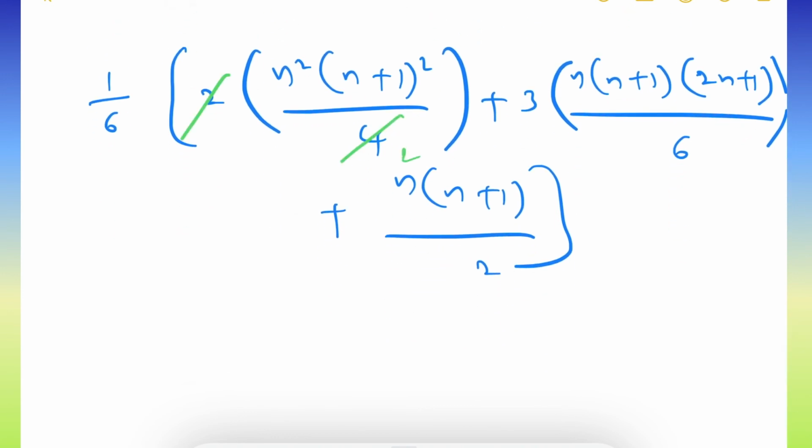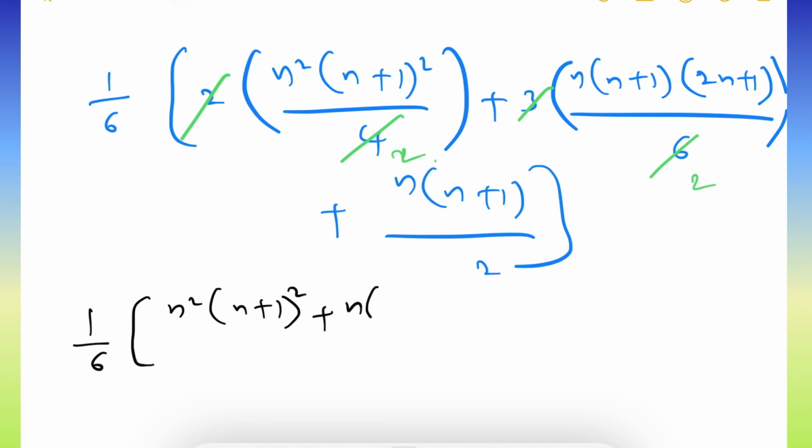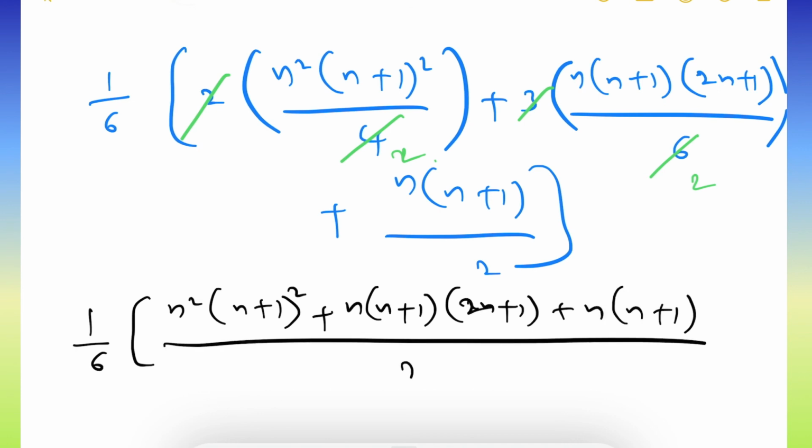2 1s are 2, 2 2s are 4, 3 1s are 3, 2 2s are 4. So now if you observe clearly, all the denominators are the same, so we can add the numerators. 1 by 6 into n square into n plus 1 whole square plus n into n plus 1 into 2n plus 1 plus n into n plus 1 whole divided by 2.